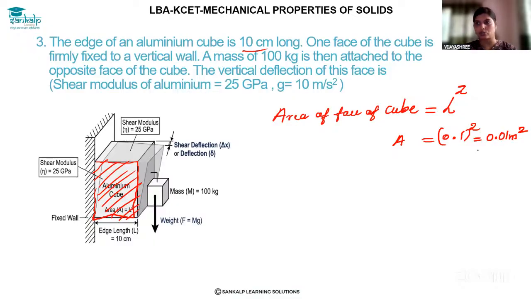0.01 meter square. So what is the shear modulus? Shear modulus is the ratio of shear stress divided by shear strain.